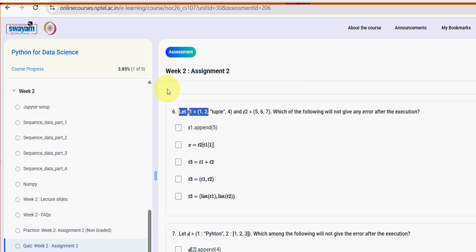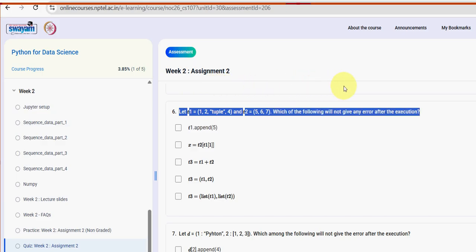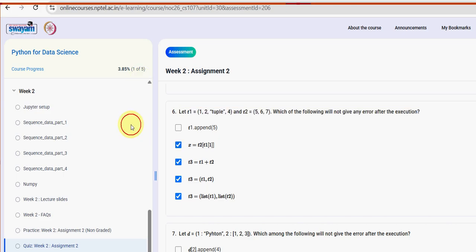Sixth one, let t1 equals this tuple t2, and which of the following will not give any error after the execution? So for sixth question, there are four probable solutions actually. I will start from the last option, option E, next D, B, and C. So B, C, D, E. I mean the second, third, fourth, and fifth options, except the first option.